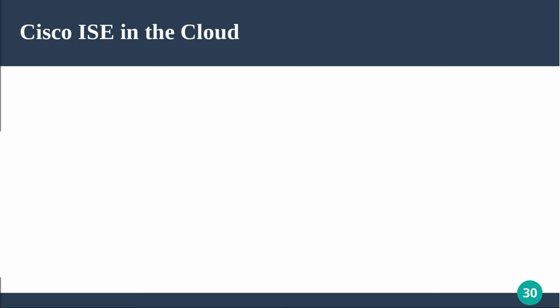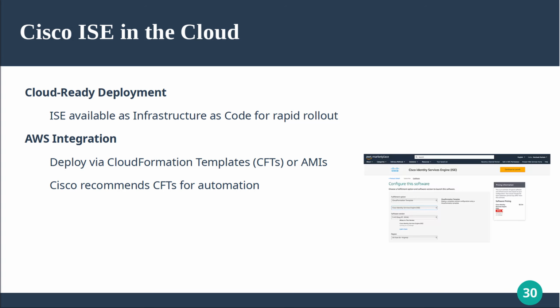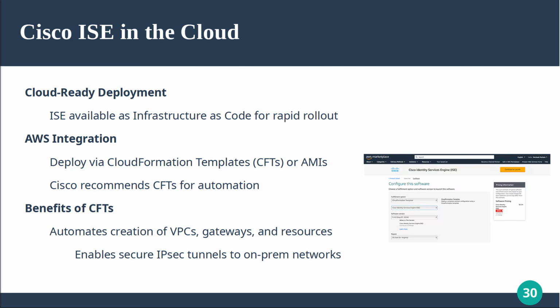So let's look at Cisco ISE in the cloud. Cisco ISE is available as an infrastructure as code solution. It enables fast deployment of network access control and services anywhere. In AWS, you can deploy ISE using CloudFormation templates or Amazon Machine Images, with Cisco recommending CloudFormation templates. CloudFormation templates simplify cloud deployment by automating the creation of resources like VPCs and virtual private gateways, allowing secure communication with your on-premise network over an IPsec tunnel.